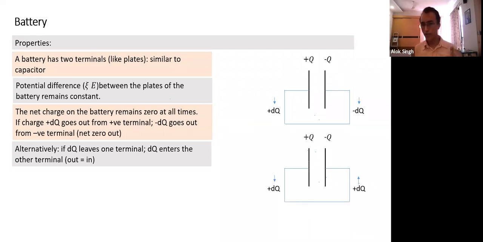I hope all of you understand the difference between the two. In this case, what I indicated is what is going out. Going out is 0. It means if plus dq goes out from one terminal, minus dq goes out from the other terminal. So we'll say if the positive plate sends out a charge dq, the negative plate will also send out charge minus dq. The other way of stating the same thing is, if charge dq goes out from the positive plate, charge dq must come in to the negative plate. So one way is net 0 out, the other way I am following the principle out is equal to in. That's how the charge flow will take place.